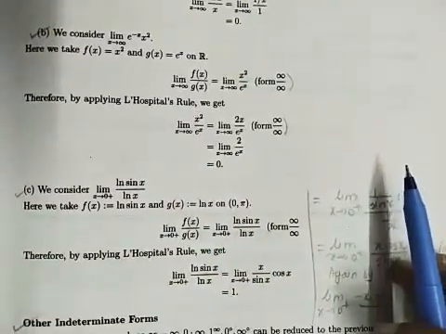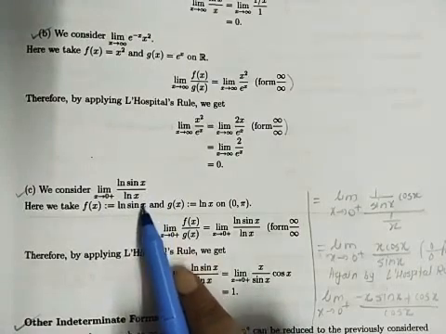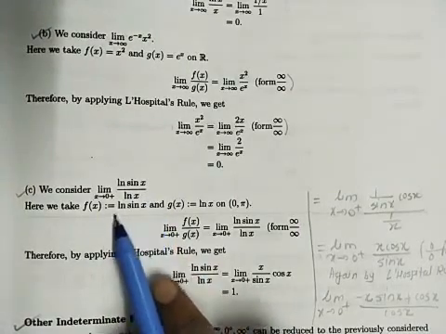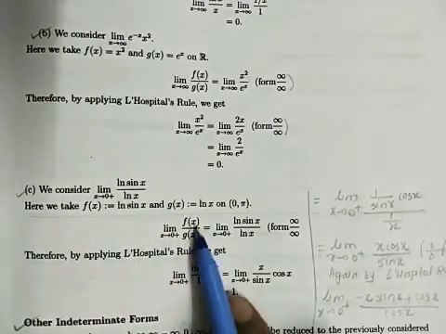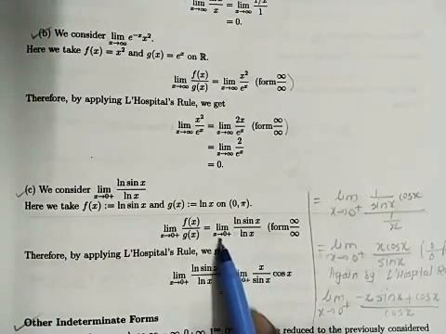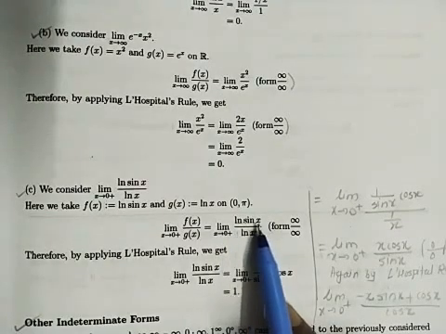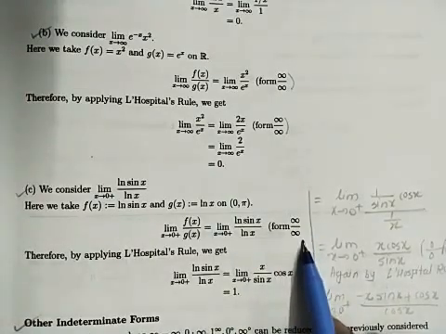Third example, limit x tends to 0, log sin x upon log x. So here let us take f(x) as log sin x, g(x) as log x. So limit f(x) upon g(x) as x tends to 0, log sin x upon log x. If we apply the limit here, what we get? Log of sin 0, that is log 0, infinity, upon log 0, infinity. That is, it is infinity upon infinity form.